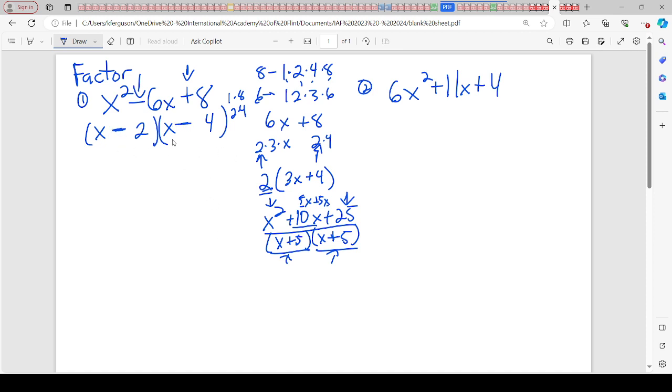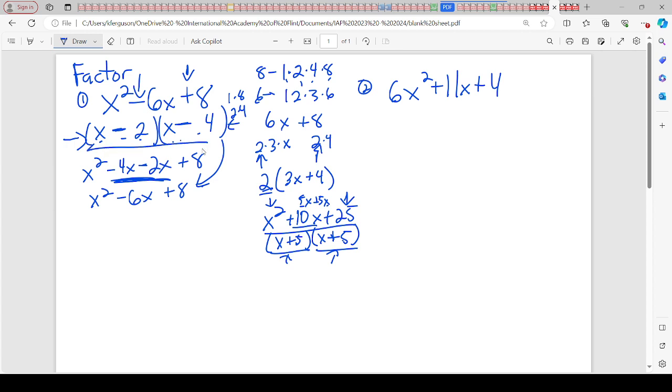And that's it. Now, if I multiply this, x times x, that's x squared. X times a negative 4, that's negative 4x. Negative 2 times x, that's negative 2x. And then negative 2 times a negative 4, that's positive 8. Negative 4x and negative 2x combine to be negative 6x. And looky there. Those two things multiply to give me this. So these two things are factors.